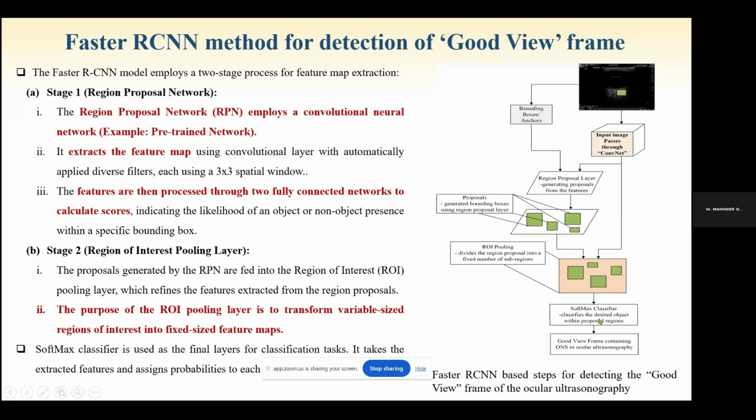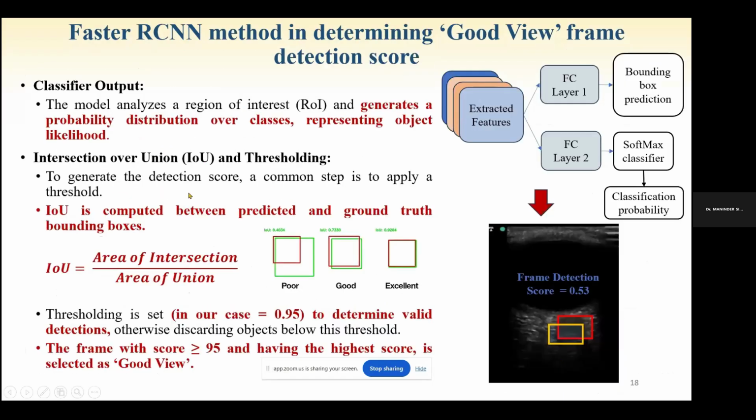Then we use a softmax classifier to classify those regions to identify whether the optic nerve sheath is present or not. If we get a detection score of 95%, we say that it is a good frame. In the next slide, which I talked about, we get the extracted feature and process it through two fully connected layers, layer 1 and layer 2. Layer 1 gives the bounding box prediction, and layer 2 is the classifier, where we obtain the probability.